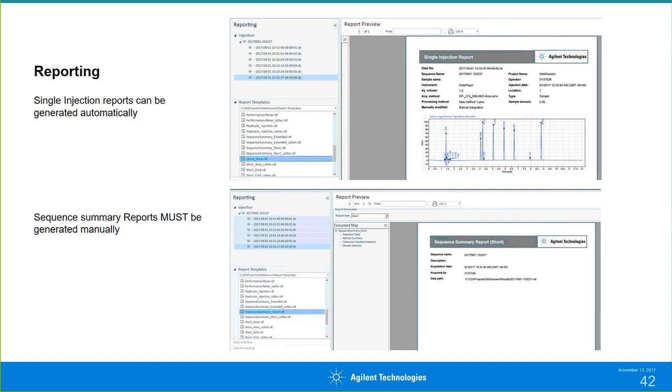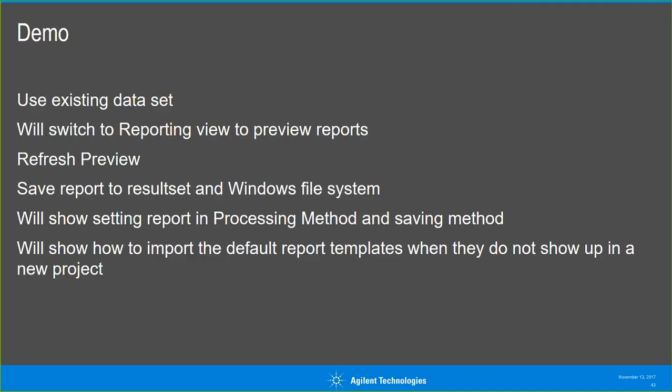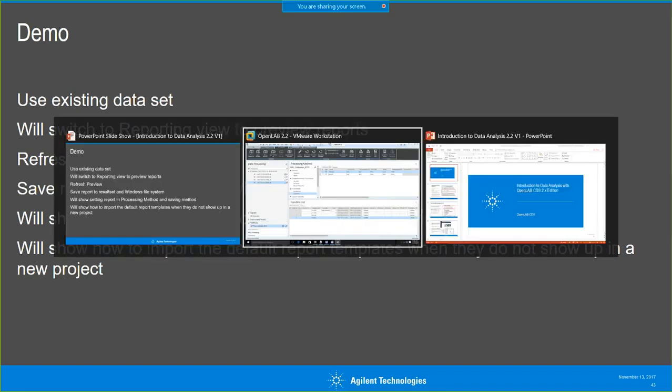But other reports such as sequence summary, cross-sequence summary, library searches for mass spec, all of those are done manually. They're not automatically produced once the data is acquired. All right. So what we're going to do is we're going to keep going with this data set. We're going to look at the reporting. You may have to go in and refresh the preview every now and then to actually make sure your real-time data and information is displayed. Save the results. I'm going to show you how to send it to a file system, to a file location. And then we'll reprocess and show how to import default templates, all right?